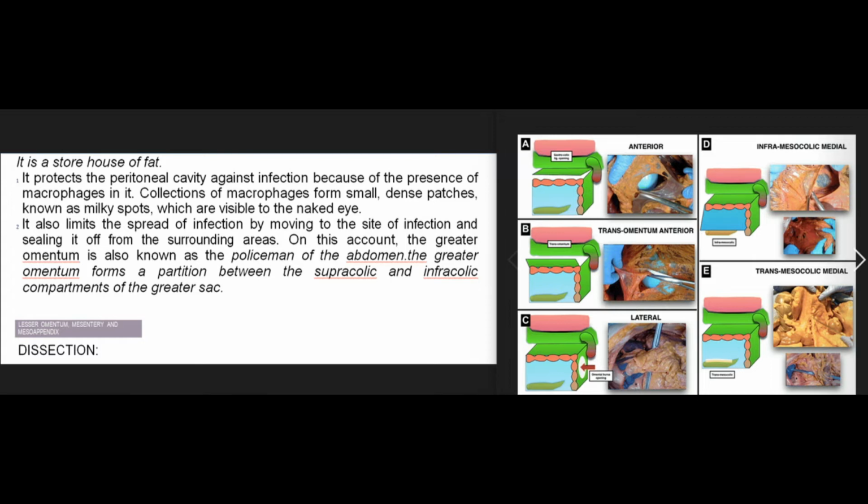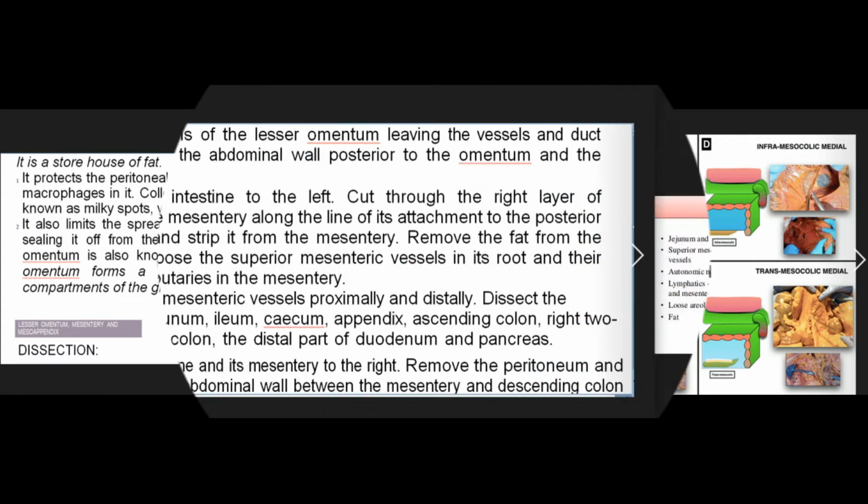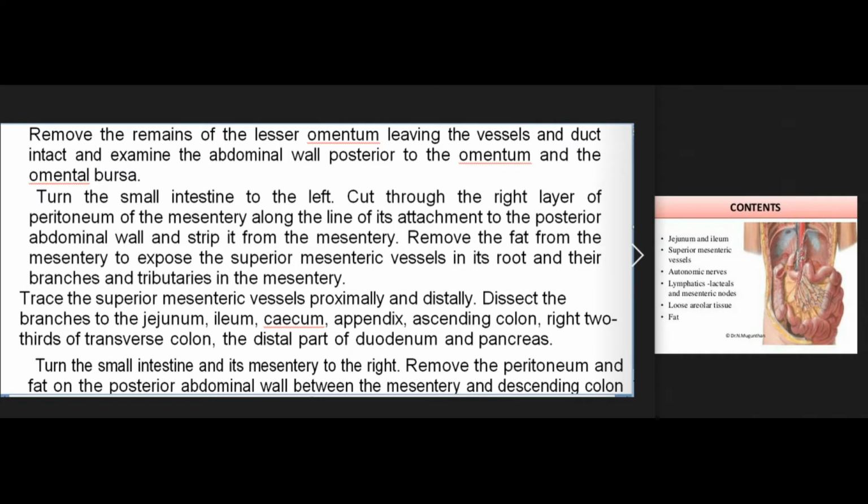Lesser omentum, mesentery, and appendix dissection. Remove the remains of the lesser omentum leaving the vessels and duct intact and examine the abdominal wall posterior to the omentum and the omental bursa. Turn the small intestine to the left. Cut through the right layer of peritoneum of the mesentery along the line of its attachment to the posterior abdominal wall and strip it from the mesentery.